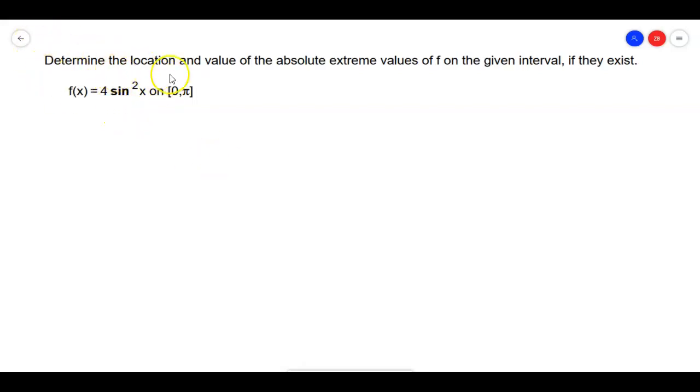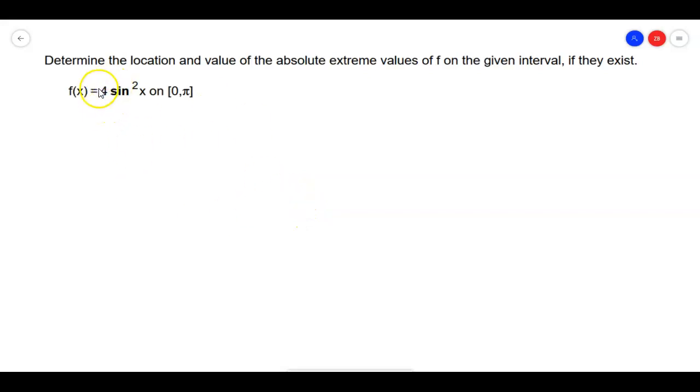So it says determine the location and value of the absolute extrema values of f on the given interval if they exist. So this is some function on the interval from 0 to pi: 4 sine squared of x. The absolute extrema are the highest points and the lowest points, the highest y values and the lowest y values on this interval here.